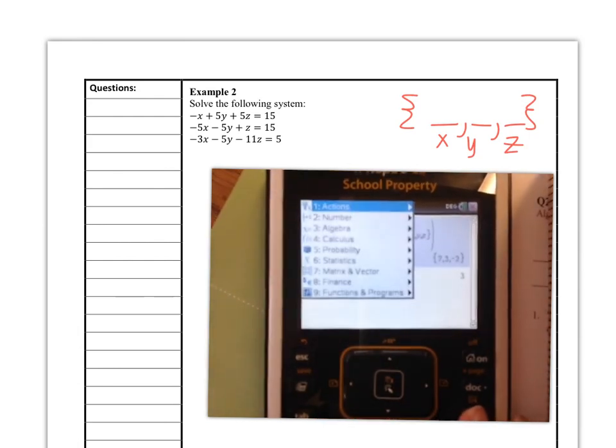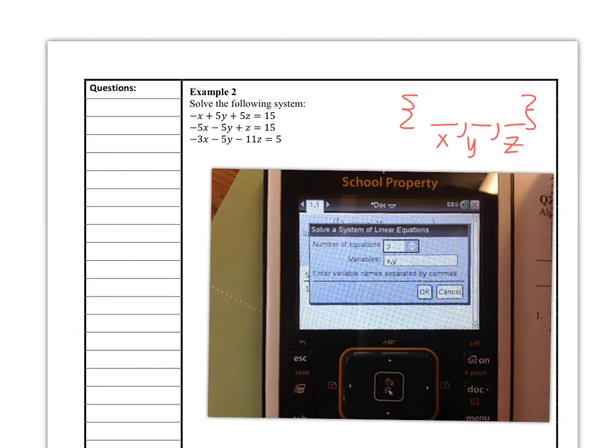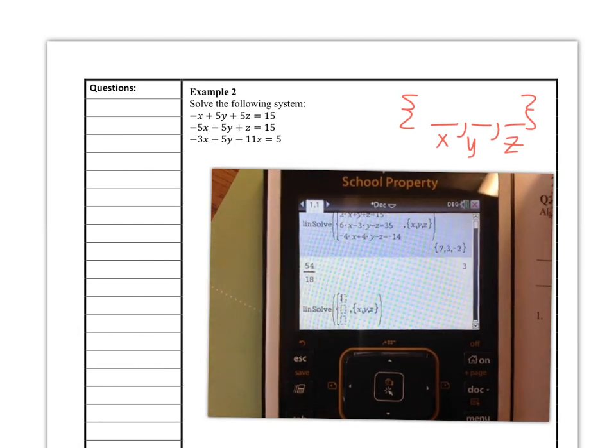So we're going to hit menu, and then it was choice 3 for algebra, choice 2 for solving the system of equations, change the number of equations to 3, hit OK. And then you just type them in.